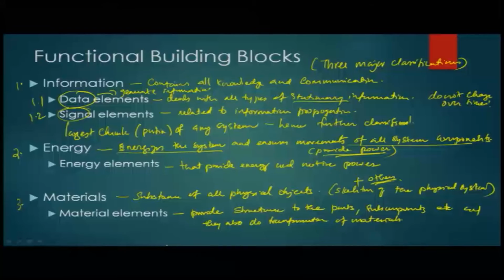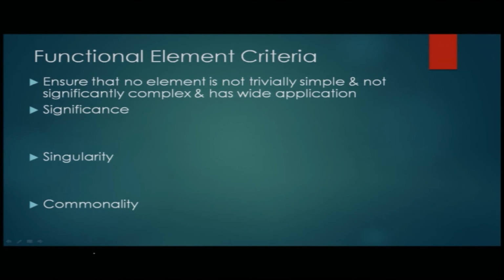So the materials, energy and information are the three functional building blocks, in which the information is classified into data and signal elements, and energy has only energy elements and material has material elements. And we have broadly seen what are some of the aspects that constitute these functional building blocks as part of the system. Now, we also need to talk about the functional element criteria. To a large extent, if you think about it, it has three aspects. The functional element criteria ensures that no element is trivially simple.